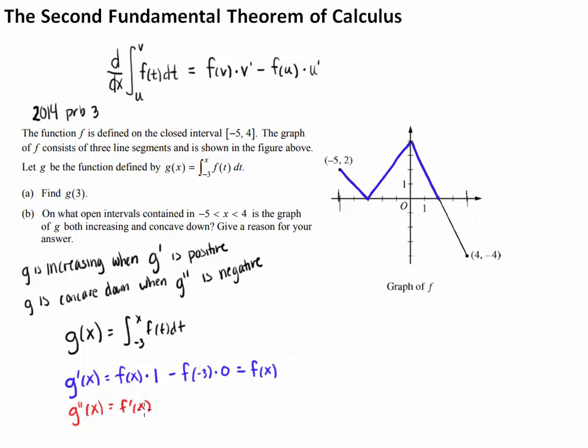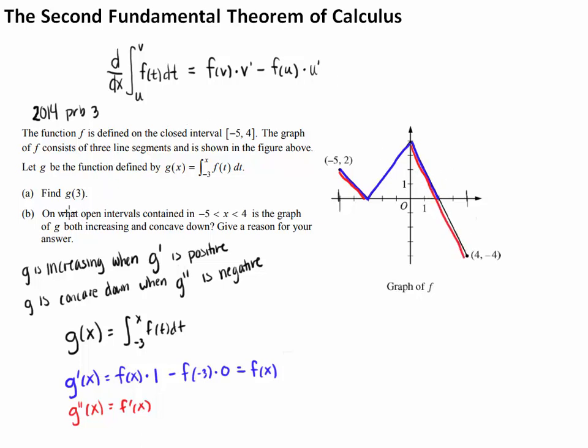Well, when is g double prime going to be negative? That's when we're concave down. g double prime is the same thing as the derivative of f. So here is f. Its derivative is going to be talking about slopes. So when are the slopes of f negative? So when is f prime negative? That's when the slopes of f are negative. So they are negative right here. They are negative all the way from here, all the way down to there.